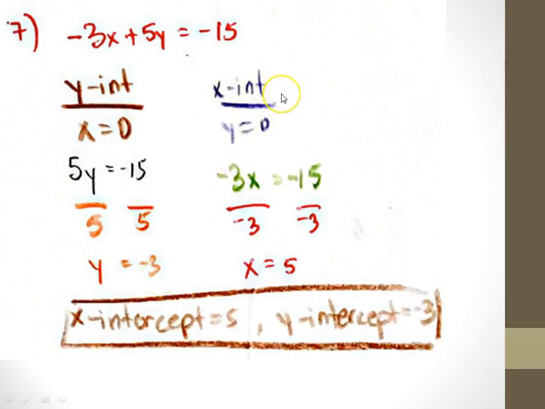So the same thing is for the x-intercept. All I'm doing is plugging in 0 for y because I just need the x part of the equation. So I've got negative 3x is equal to negative 15, divided by the negative 3. Yes, x is equal to 5. Boom. X-intercept, y-intercept, done.